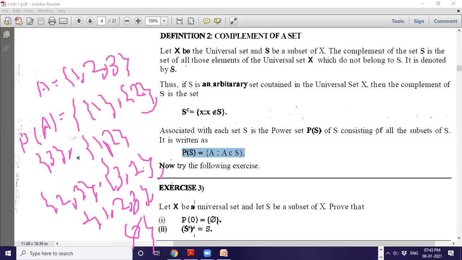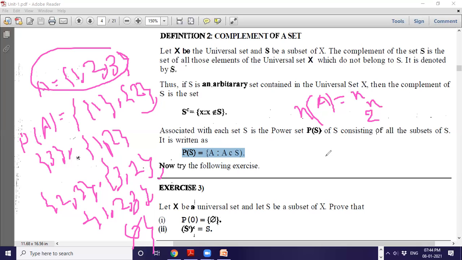Now, sometimes you may be asked how many elements there are in the power set of a set containing n elements. Suppose a set A is given with n elements. Then the power set of A will contain 2 to the power n elements. See, in this example A was {1, 2, 3}, and I found the power set of A. How many elements did I get? 8.